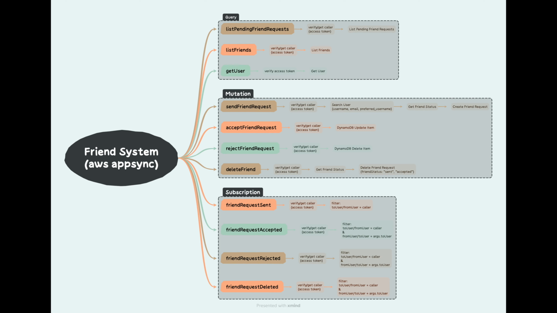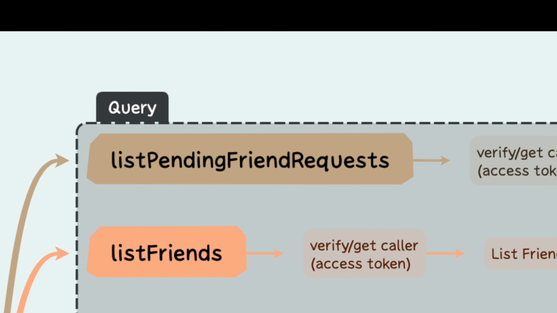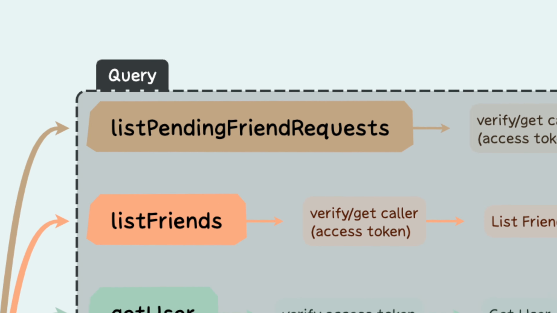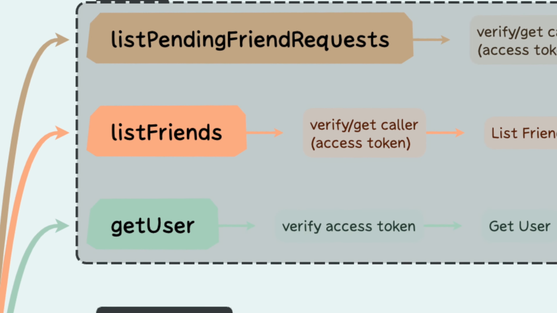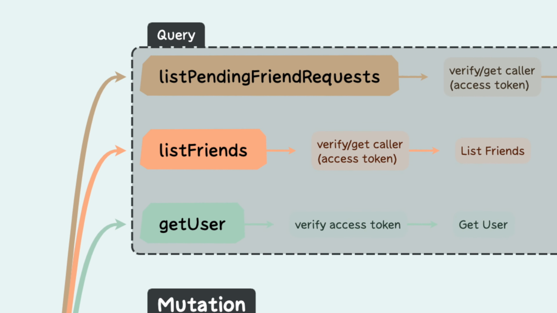First, let's consider how many APIs are needed for a friend system. We will need one API to list all pending friend requests, another to list all friends, and one more to get the details of a friend. These APIs are called queries because they are only retrieving the data without modifying it.